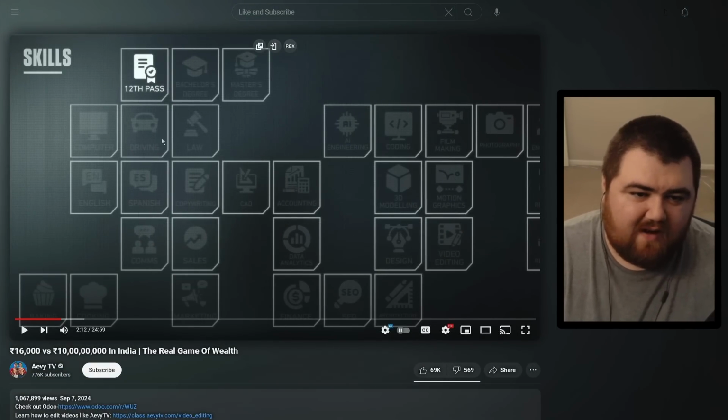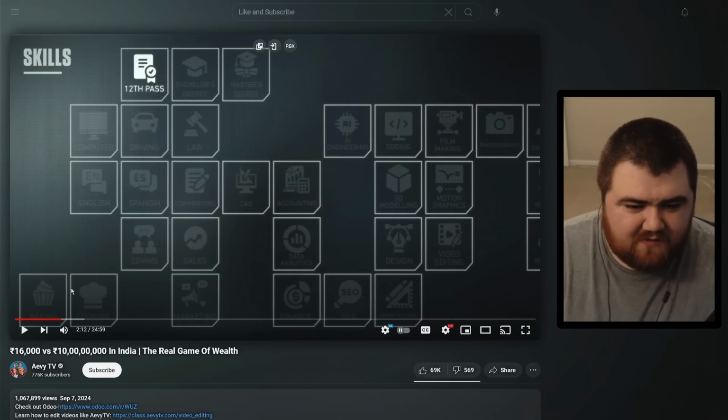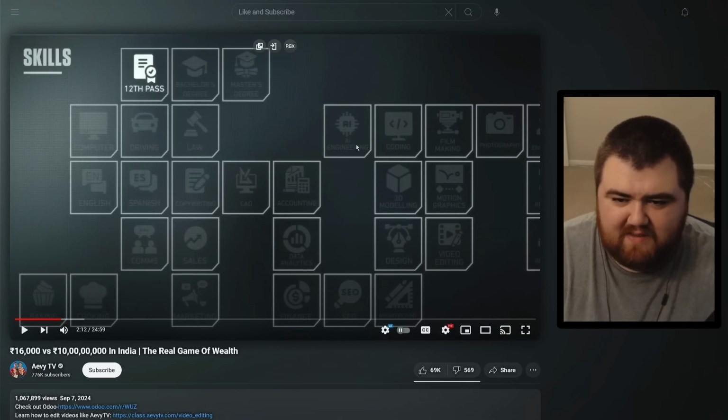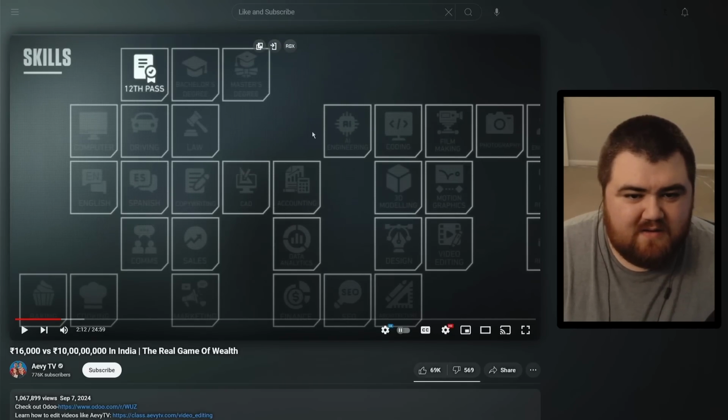Hey, that's me, basically. Well, I know how to drive. I know how to run computers. I know English. A little bit of Spanish. I can talk a little bit. This is interesting. Look at this. I want to see this laid out so I can kind of go through it.